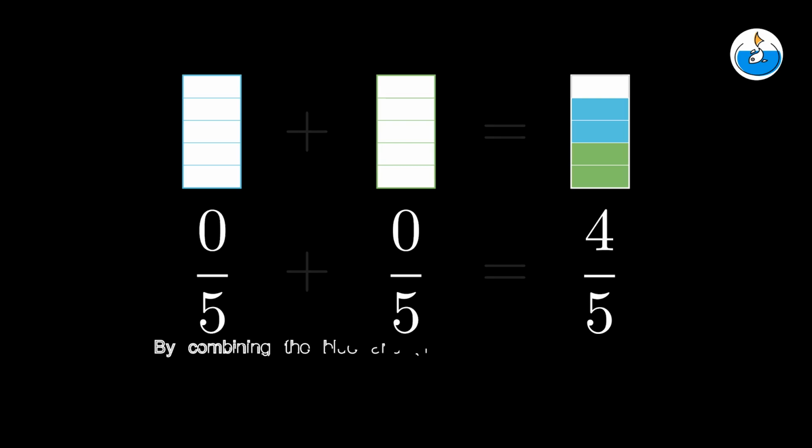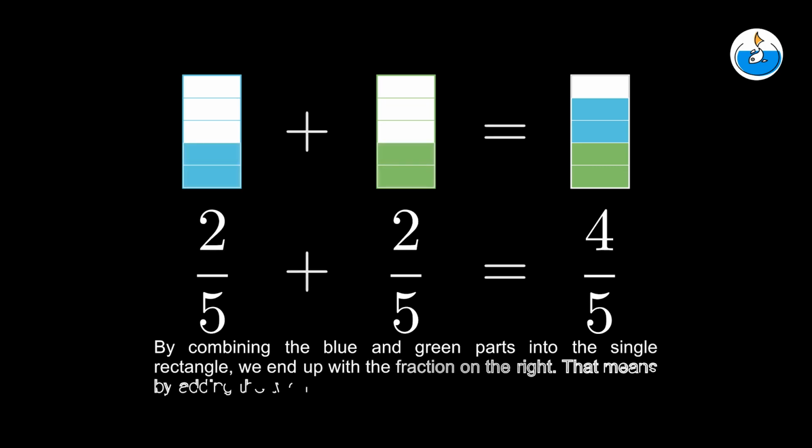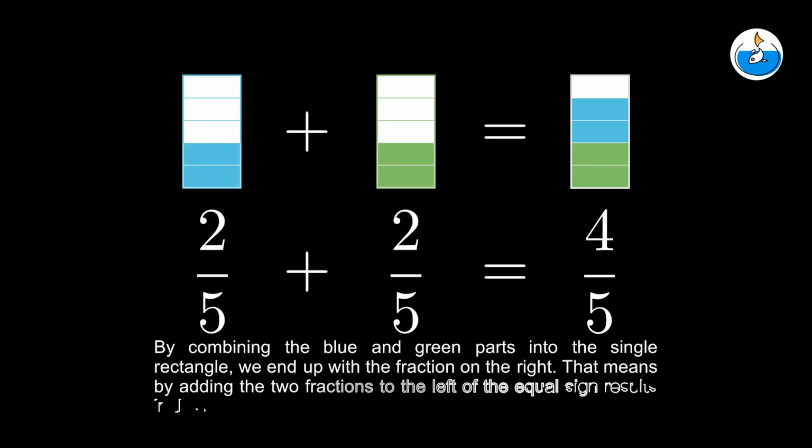By combining the blue and green parts into the single rectangle, we end up with the fraction on the right. That means adding the 2 fractions to the left of the equal sign results in the final fraction on the right.